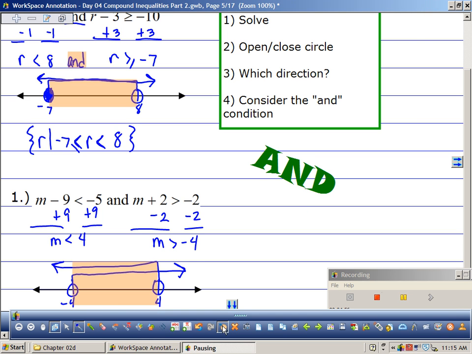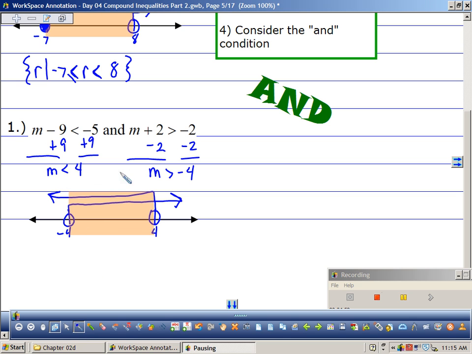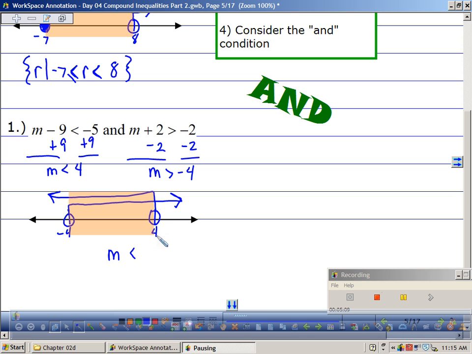So let's write a statement for that. I've got m. I always just do this one first. m is going to be smaller than this number, right?